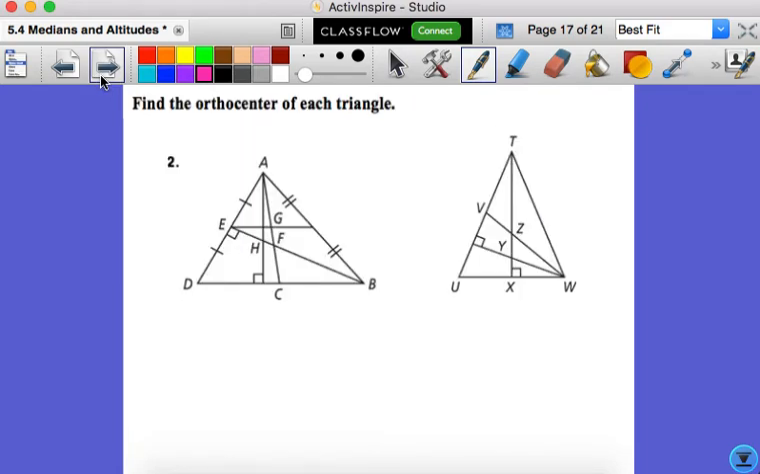So this wants us to find the orthocenter of each triangle. Remember that that comes from the altitudes. So I want to find all of the altitudes within these pictures and see where they meet. I've got one here and one here, and they meet at H. So H must be my orthocenter. Same thing here and here. So Y must be my orthocenter.